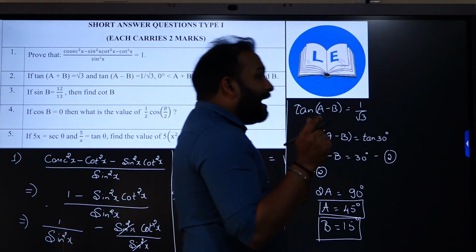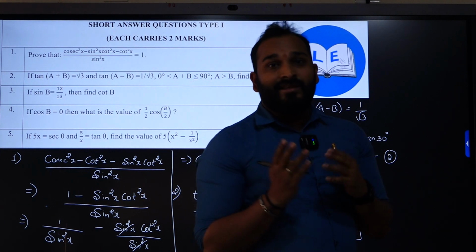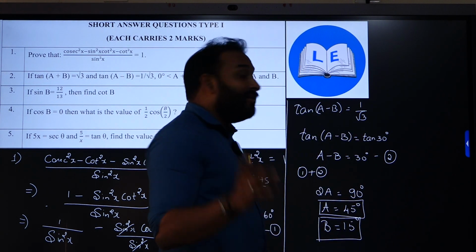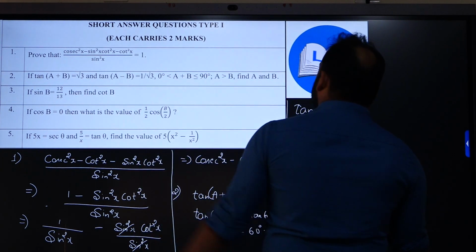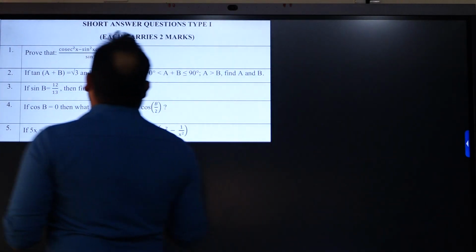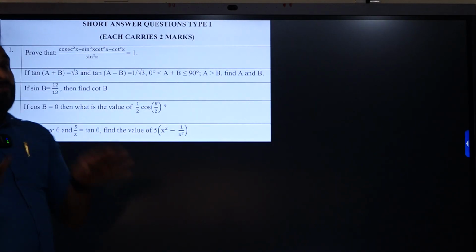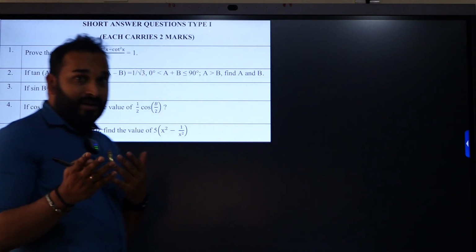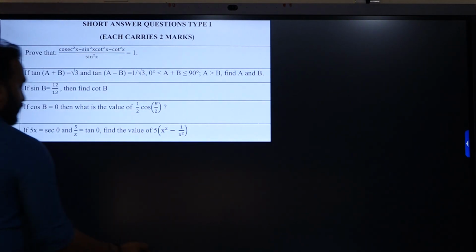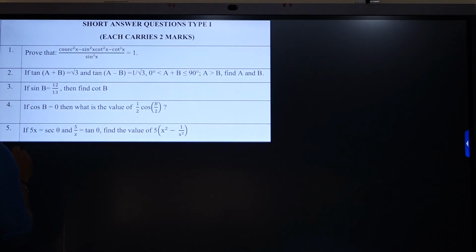So make sure at least once in 2 days you write these identities, write the table and learn so that you don't forget in your board exam. Let's go for the next question. We have solved question number 1 and 2. I hope all of you have understood and you will be able to solve it if you get these questions in your board exam. Let's go for the third question, question number 3.